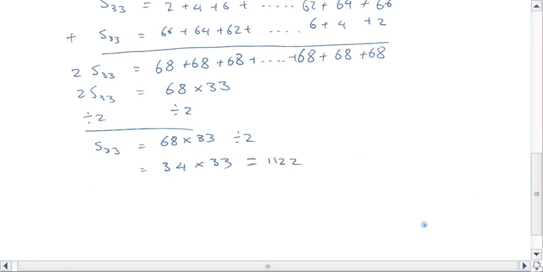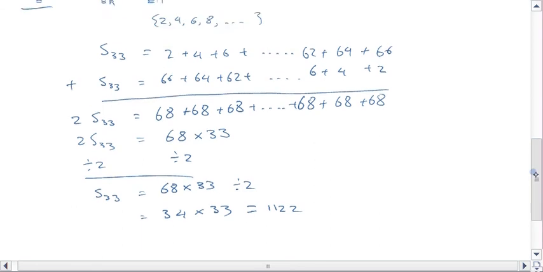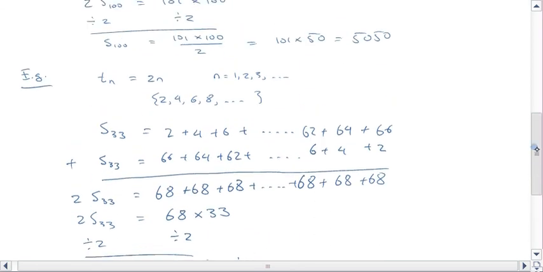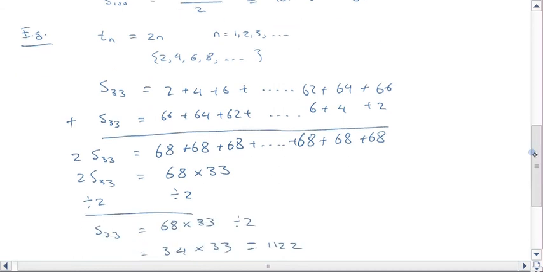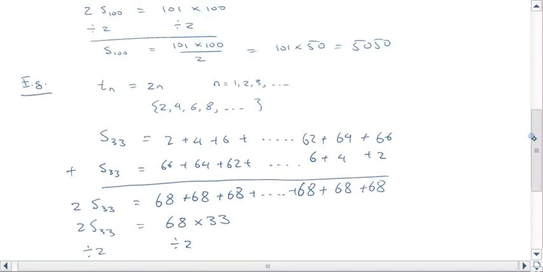Okay, so again, that's pretty neat. Well, what I'd really like to do is, for any arithmetic sequence, so we just did two of them, work out one formula that we could use for any arithmetic sequence. So let's think about what that formula might be.